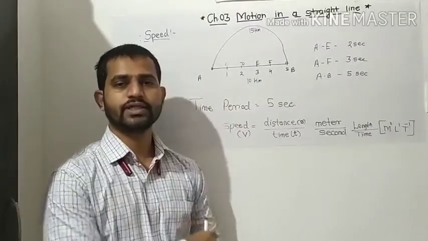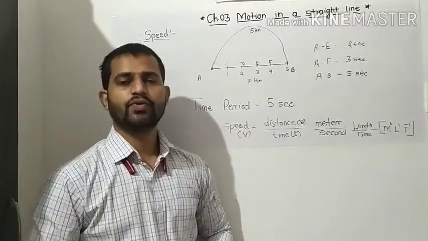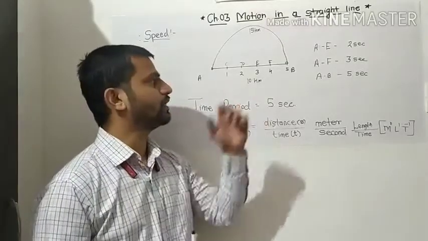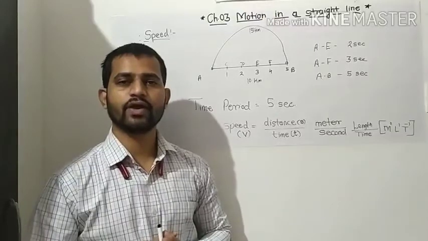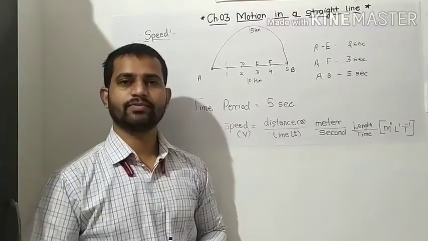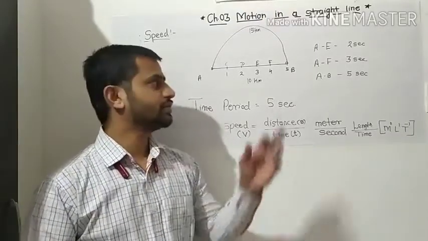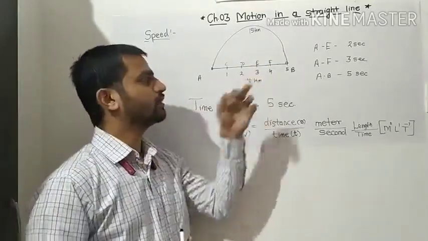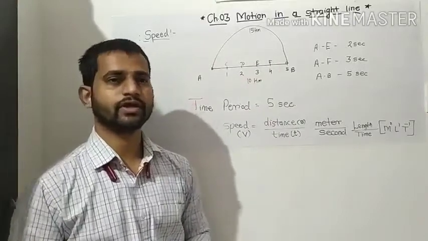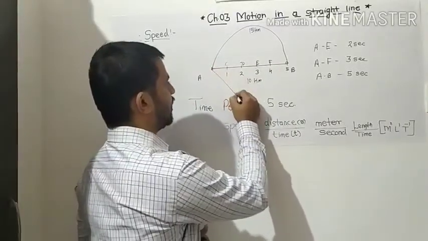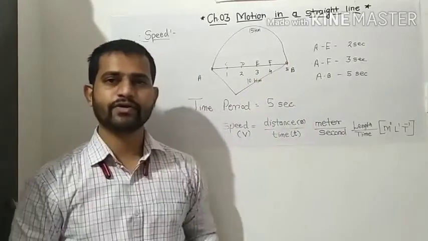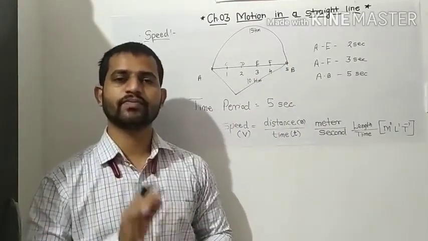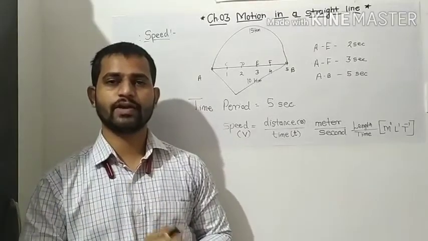Now if we go over a particular distance, suppose from A to B, then we do not have the same value on each path. If we follow the straight line path, our speed will be different. If we follow the curved path, our speed will be different. If we follow this triangular path, our speed will be different. So as the distance changes, the speed also changes for a particular time period.